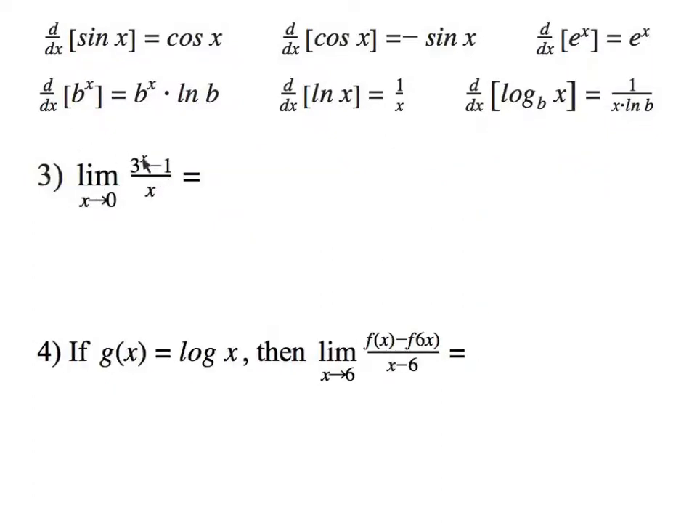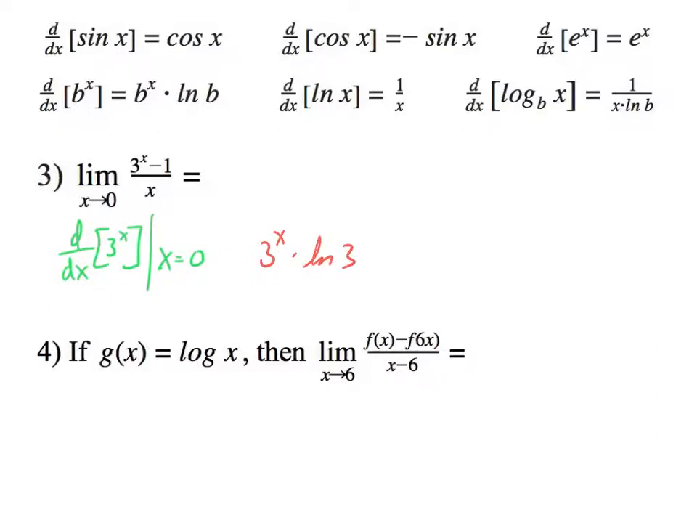Alrighty, let's take this limit. Now hopefully you recognize this as a derivative. Like usual, it's kind of hard to notice, but this is really just saying the derivative of 3 to the x at 0. So let's write that out. This is saying the derivative of the function 3 to the x when x equals 0. That's all it's saying. So what's the derivative of 3 to the x? Well, that's going to be 3 to the x times ln 3.